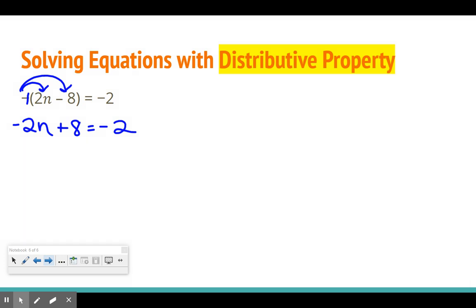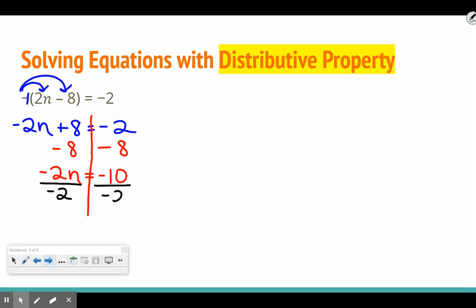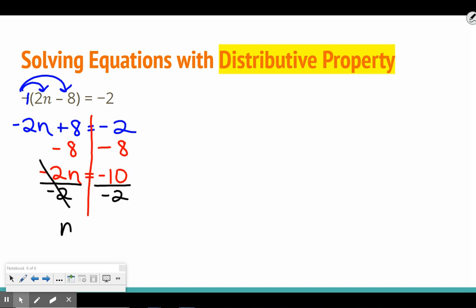Notice that it's now a two-step equation. So I am going to subtract 8 from both sides, and I get negative 2n equals negative 10. Final step is I'm going to divide by negative 2. A lot of times people forget about the negative with the 2. Always bring it with you. So I get n is equal to positive 5, because a negative divided by a negative is a positive. And always check your calculator if you are unsure when you are adding, subtracting, multiplying, and dividing integers.